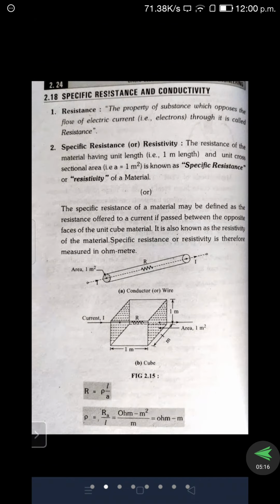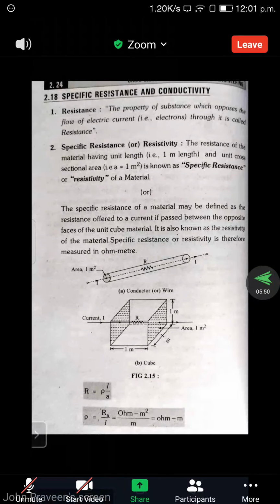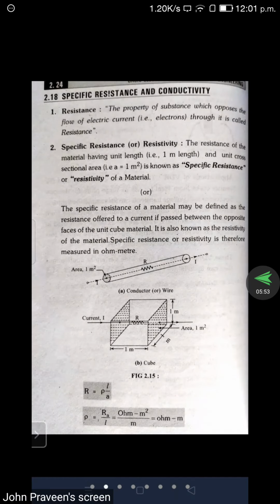So resistivity is represented as rho, but we know the basic thing is that resistance is directly proportional to the length and inversely proportional to the area. Why this happens, we also discussed in the last class. If length increases, the resistance will be added. We take 1 meter, which offers say 4 ohms. Then we extend another 1 meter, so 4 plus 4. The resistance value increases.